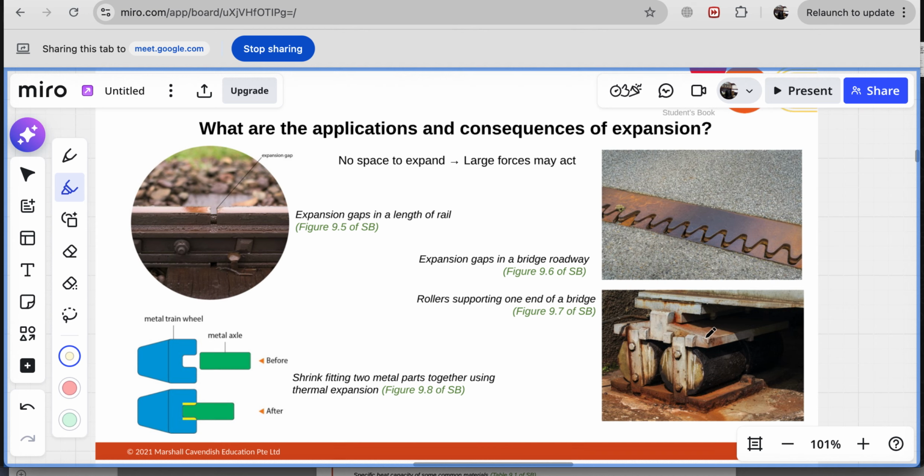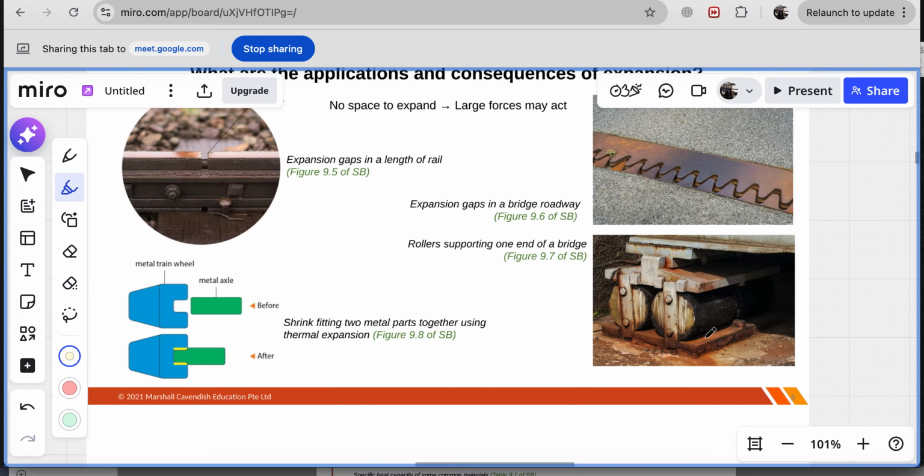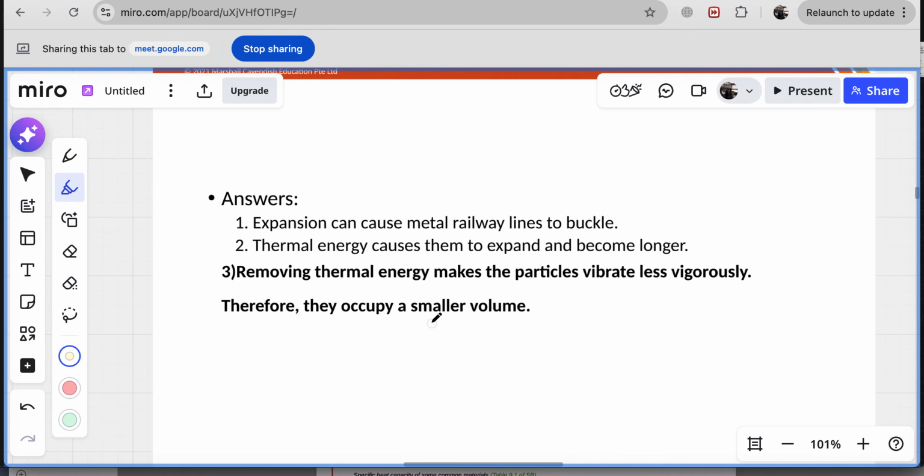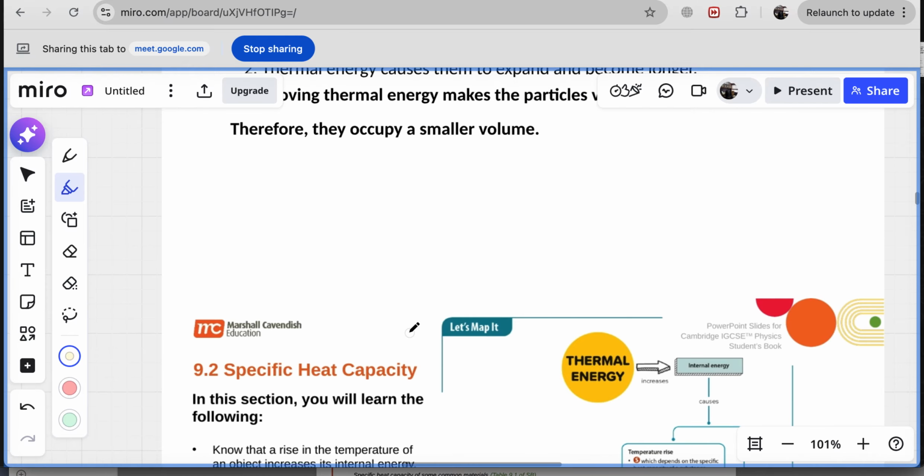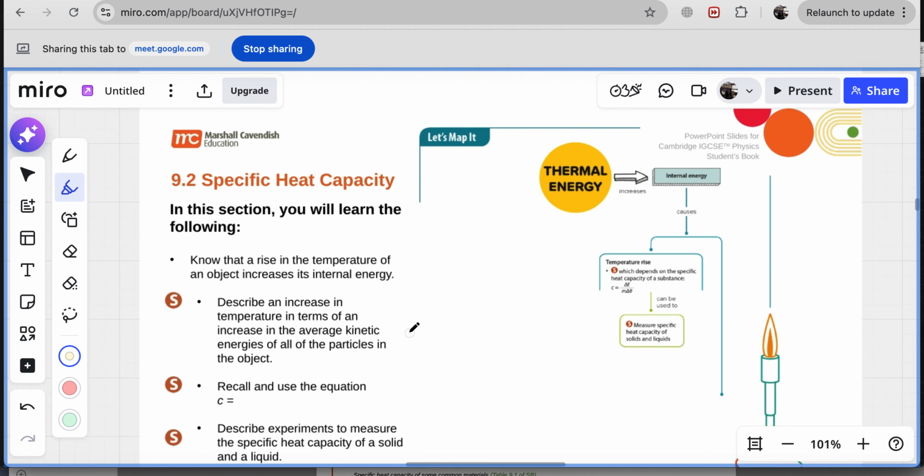Now answer this question: what evidence is there that forces caused by expansion are large? Here you discuss the force, and here is the answer. You pause the video and see the solution that we've provided. Now let's move on to the next one.